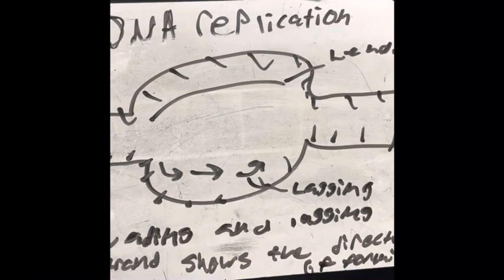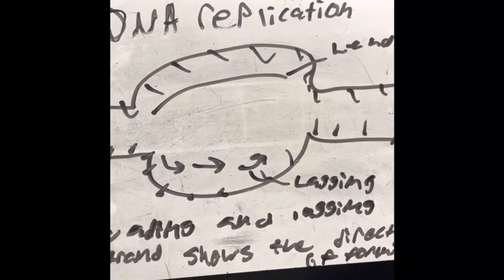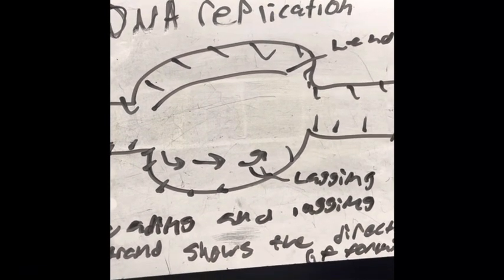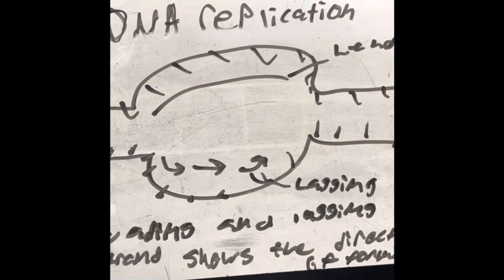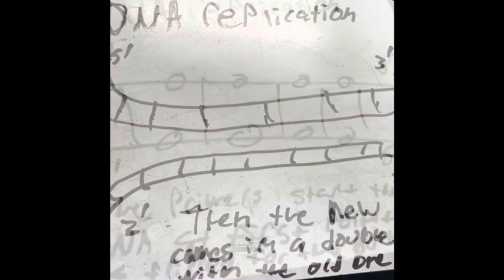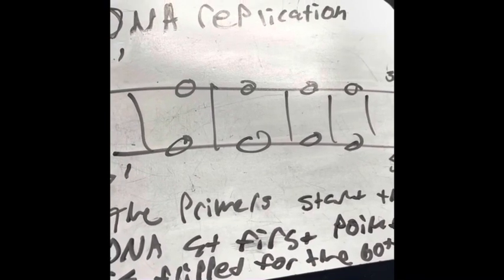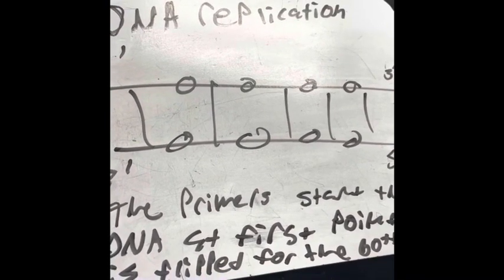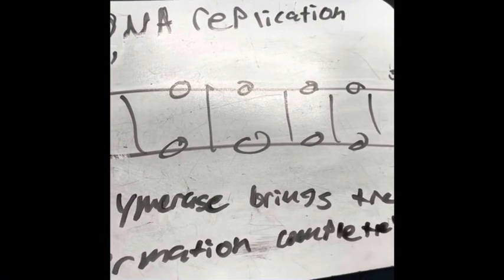Each strand continuously replicates while the lagging strand moves in the opposite direction to form Okazaki fragments. And the new DNA comes in and duplicates with the old DNA. Primers are a small nucleotide for DNA to start and end. Polymerase, which is an enzyme, brings it back together.